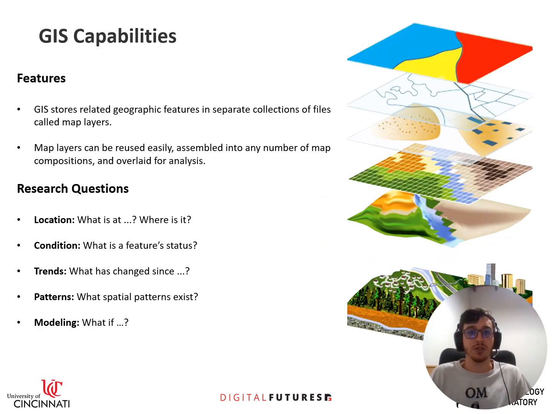GIS uses layers of features to represent reality, by conceptualizing real-world entities into abstract, geometrical entities that are linked to corresponding attributes. Each attribute is an individual variable with information corresponding to the properties intrinsic to the feature, and these features are stored in separate collections of files called map layers. They offer the advantage of being reused easily, assembled into any number of map compositions, and overlaid for various types of analysis.